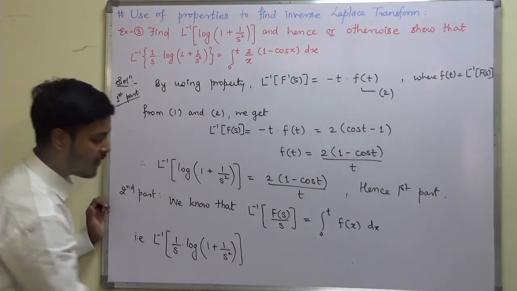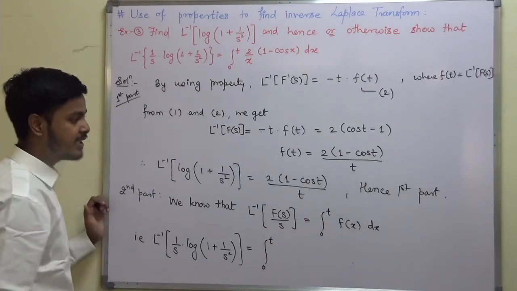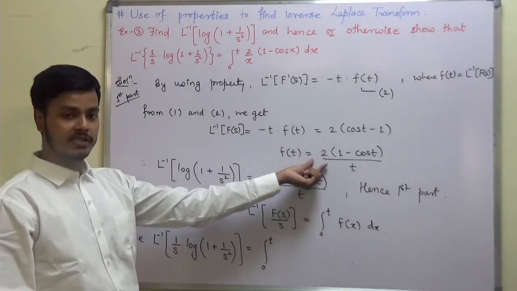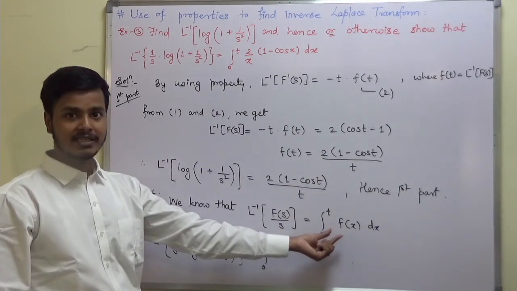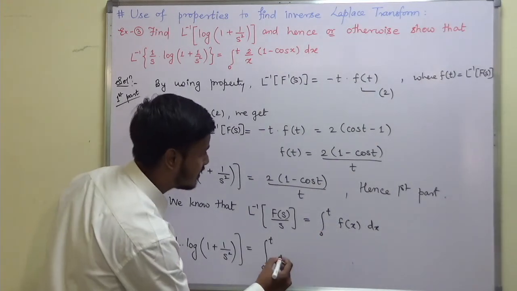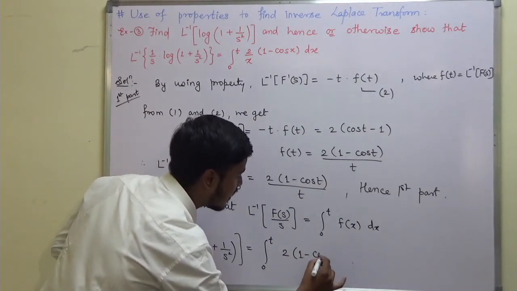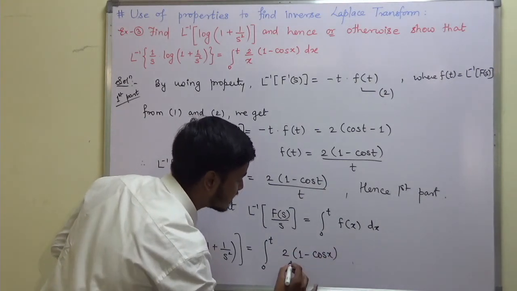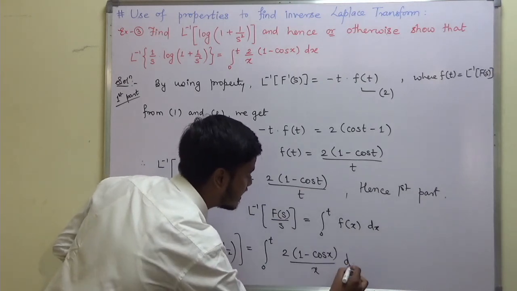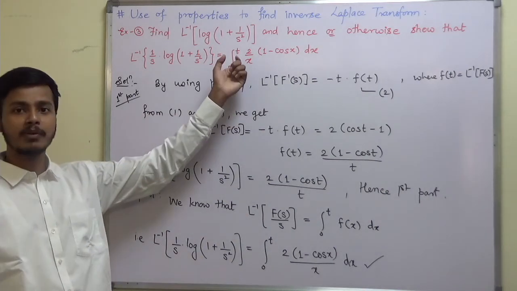Simple. Now you just have to substitute the value of f of t. We have found out f of t. Here it is in terms of x, which doesn't affect the problem or the final answer. So what is my f of x? This is 2 into (1 minus cos x) upon x dx. And this completes the given problem.